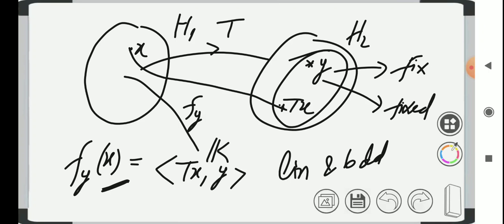Linearity is clear because the inner product is linear in the first variable, and T is also a linear map. Therefore fy is clearly linear. I will not show it, you can do it, although it is clear. Now we will show that this functional is bounded.